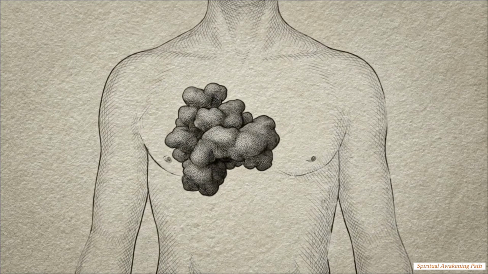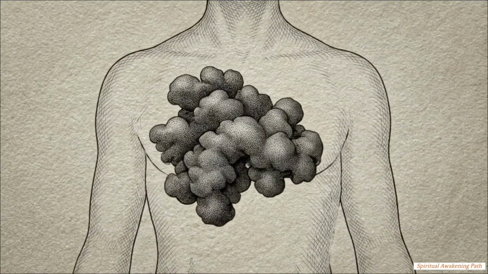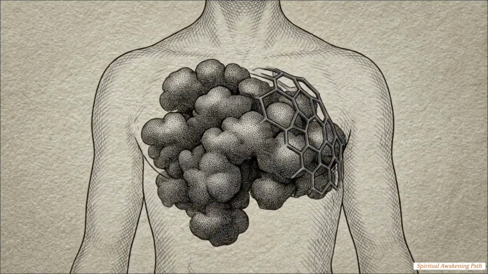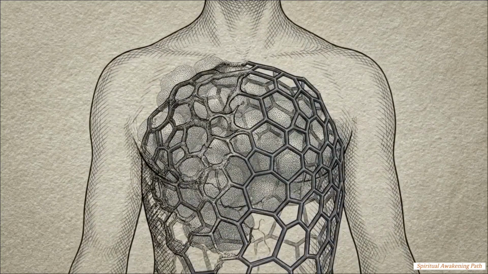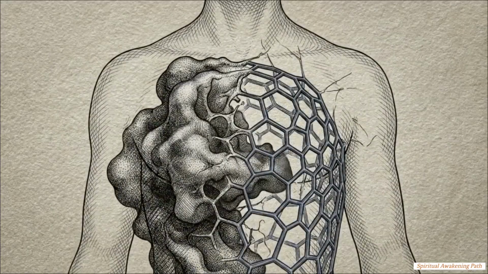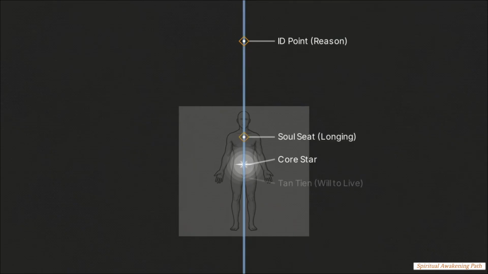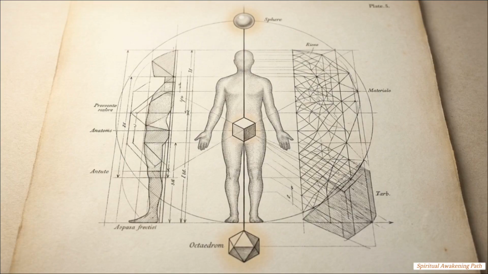Mapping this multi-dimensional anatomy transforms abstract psychological trauma and spiritual intent into quantifiable mechanics of health and disease. The deepest dimension is the core star. Energy flows outward, manifesting the Auric level's vertical axis. It's anchored by 3 points: the ID point for incarnation reason, the soul seat for spiritual longing, and the Tantien for the will to live. This dimension acts as the structural blueprint dictating a person's overriding life purpose.